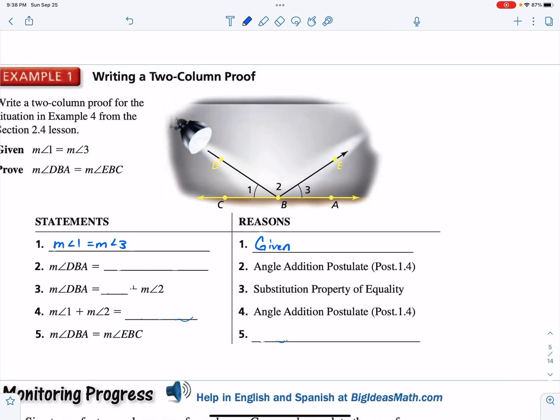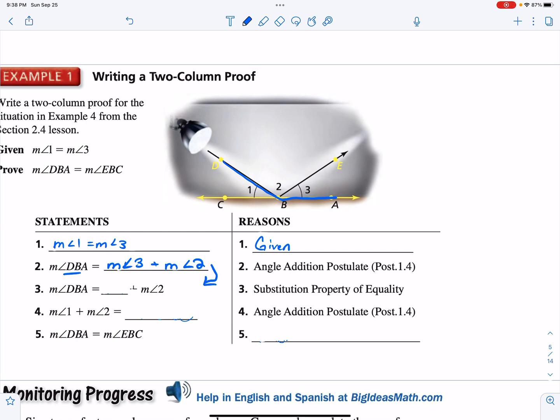Now, from that, we see that we have the angle addition postulate. I can see here that they want us to incorporate the measure of angle DBA. Well, if I look, DBA is this angle right here. So DBA, it looks like, is the measure of angle 1. Excuse me, the measure of angle 3, not 1. The measure of angle 3 plus the measure of angle 2. Now, you could write 2 plus 3, it really doesn't matter, but I'm going to try and keep it the same as this line right here below.